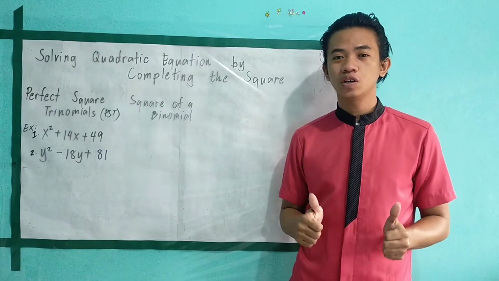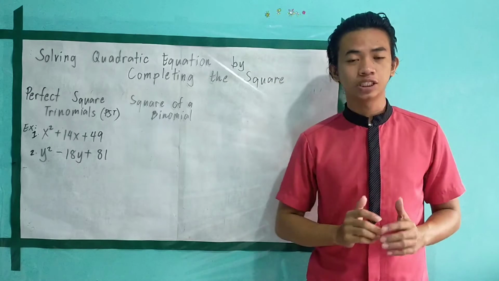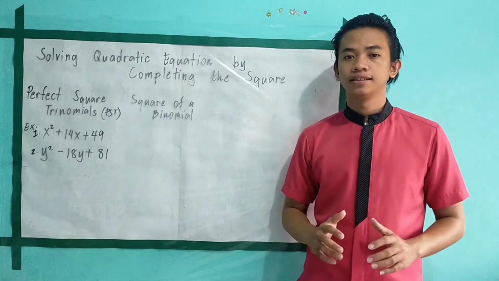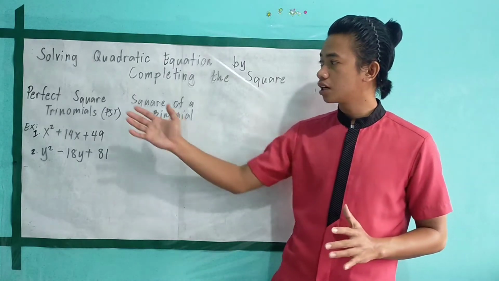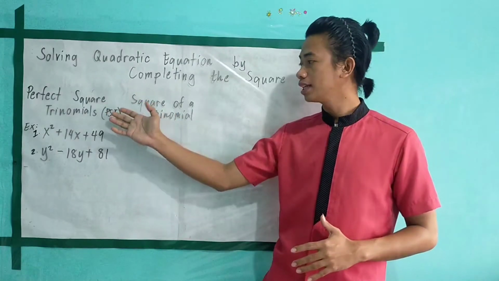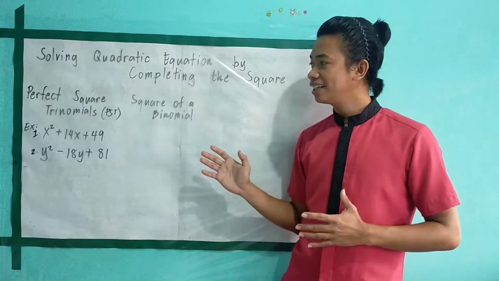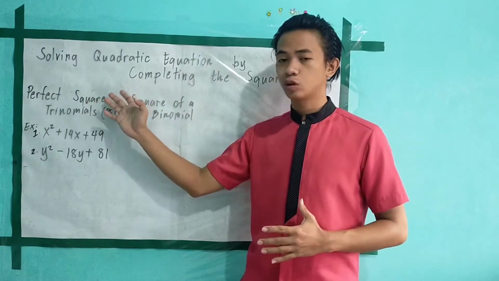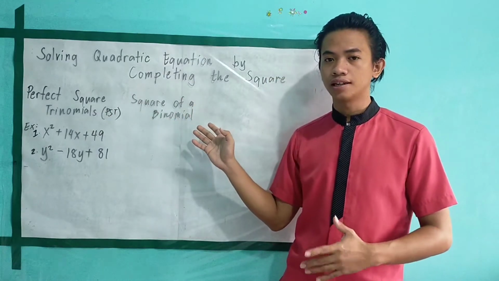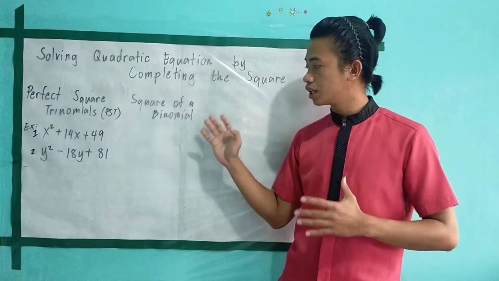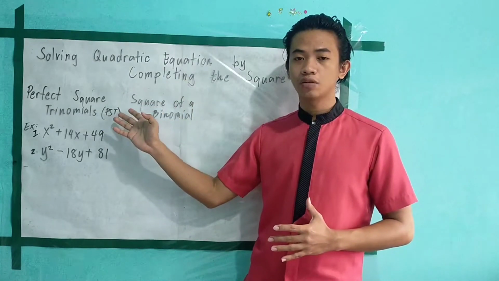In this video, you will learn how to solve quadratic equation by completing the square. In this lesson, it is very important that you are familiar with the words perfect square trinomials and square of a binomial. So during your grade 8, you have learned how to factor perfect square trinomials, and the result is square of a binomial. Reversing the process, when we square the binomial, the result is perfect square trinomial.